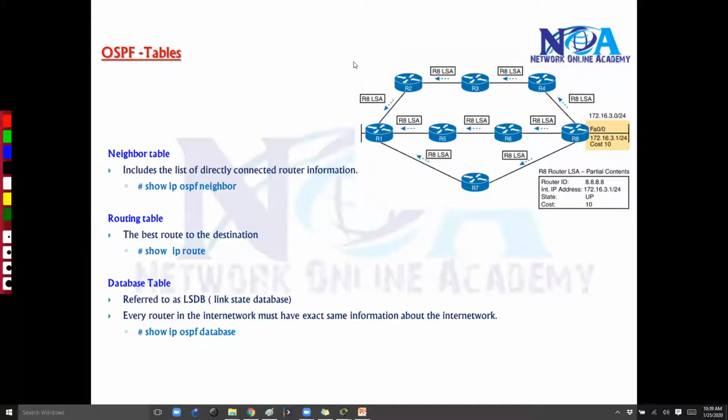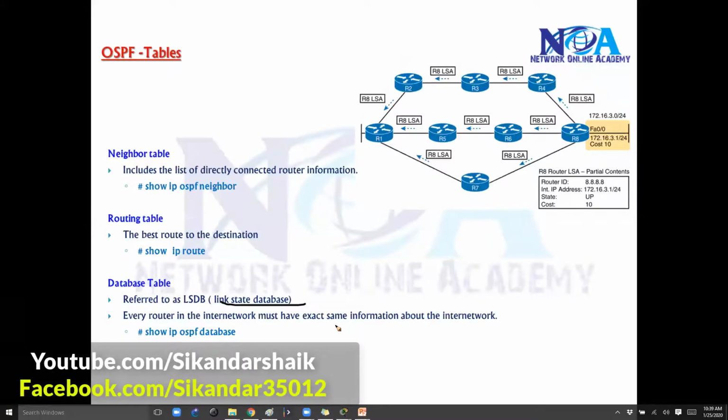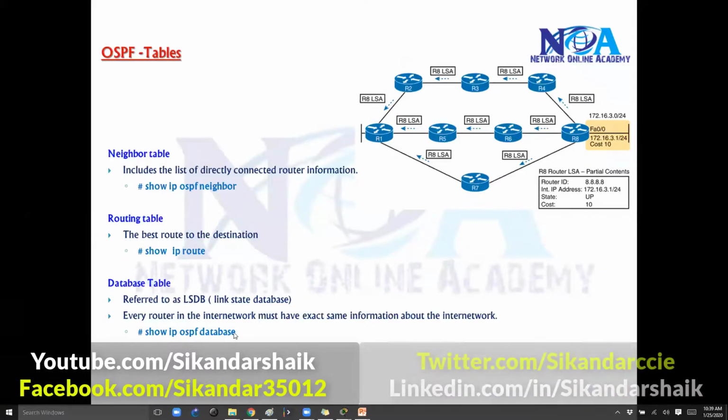But the database table, as I said, is also referred to as the Link-State database. And every router in the network must have the same database, or the same number of advertisements received by the router. And we can verify that by using show ip ospf database.